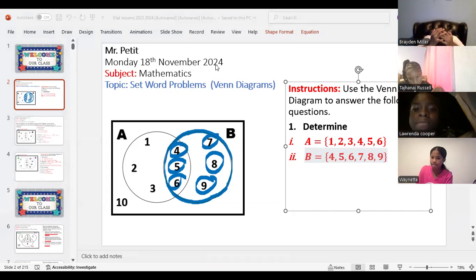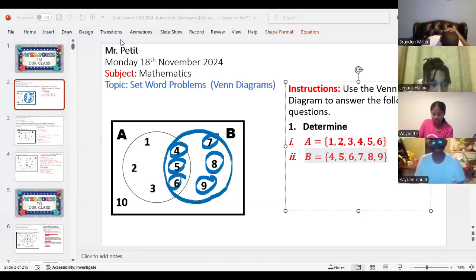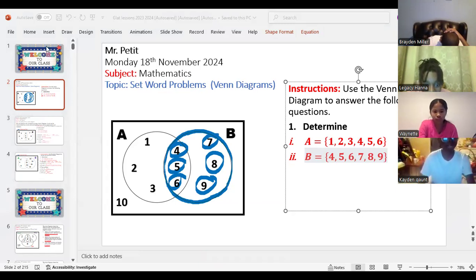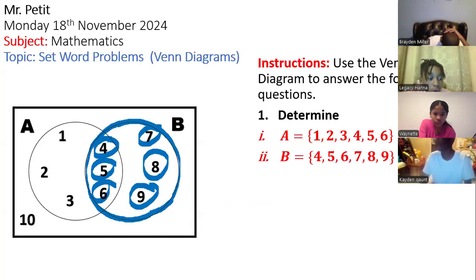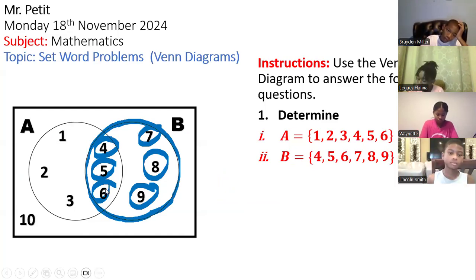How could 4, 5, and 6 be in both of them? Oh, okay, never mind. I see now. So 4, 5, and 6 is in both of them, right? It's in both A and B.